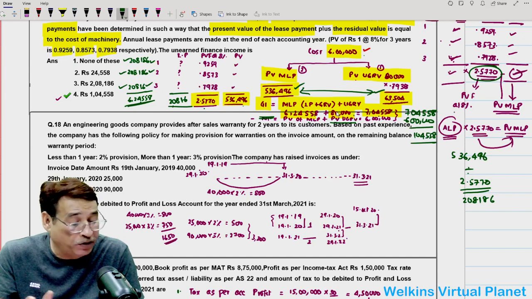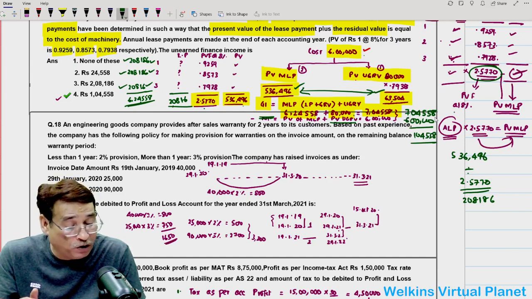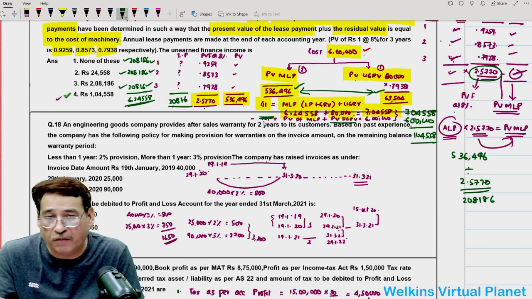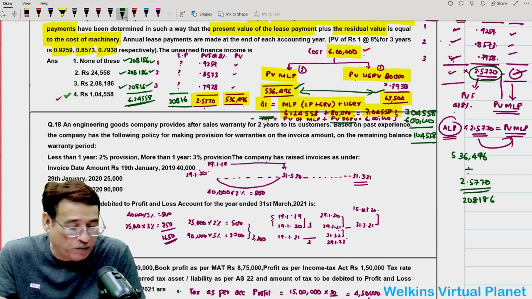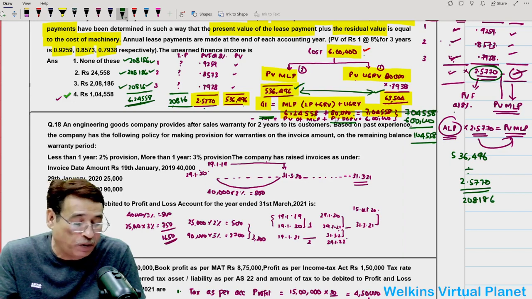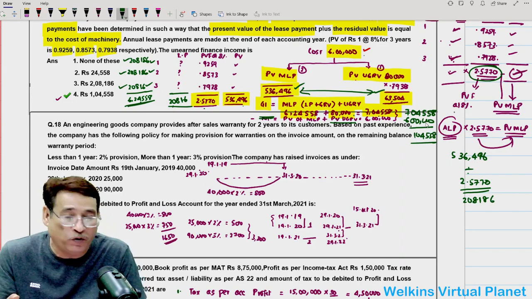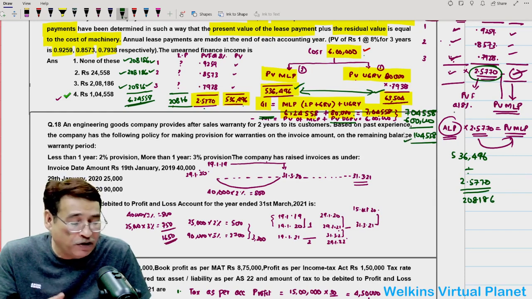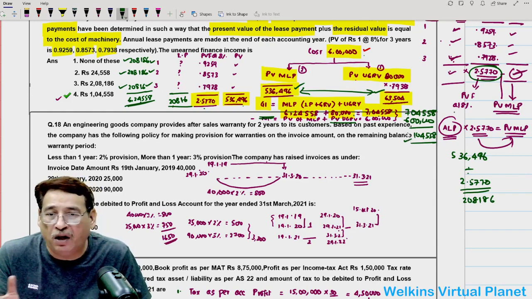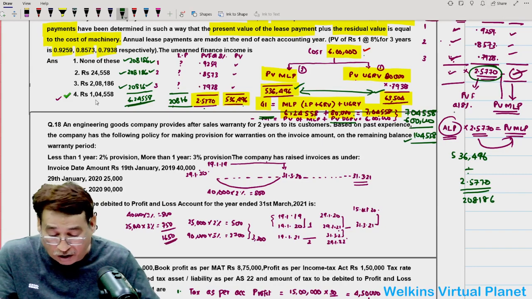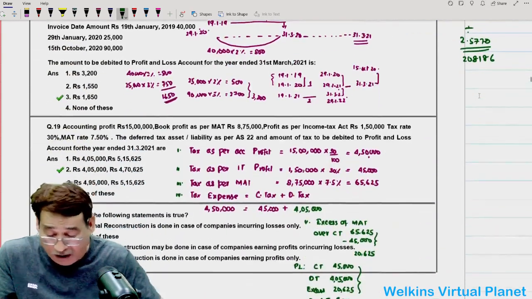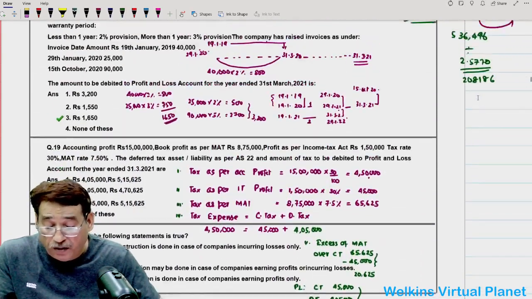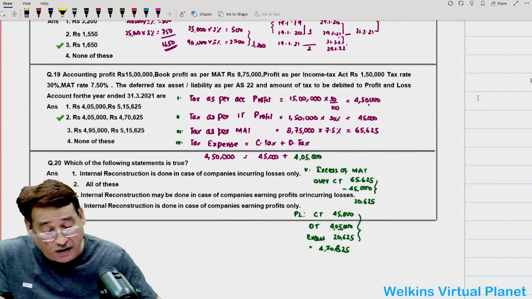Unguaranteed residual value is 80,000. So total gross investment is equal to this much. From there on, you simply subtract net investment, and your net investment is nothing but the present value of minimum lease payment plus the present value of unguaranteed residual value, that is equal to 6 lakh. Your total amount will be equal to this, and the difference of these two will give you what we call unearned finance income. So the answer is correct in this particular case. Correct? I will come to question number 18.